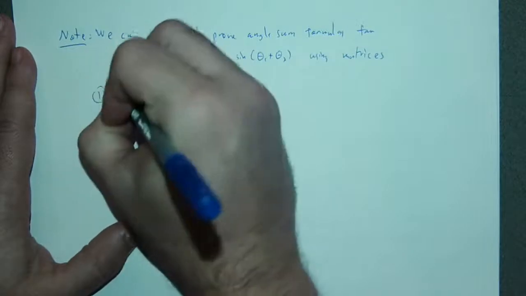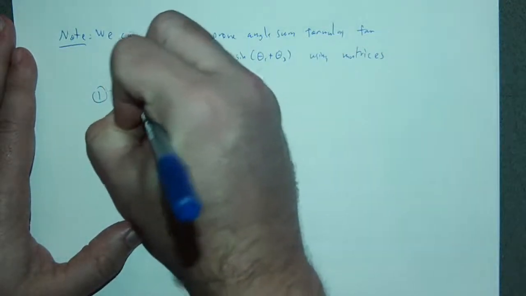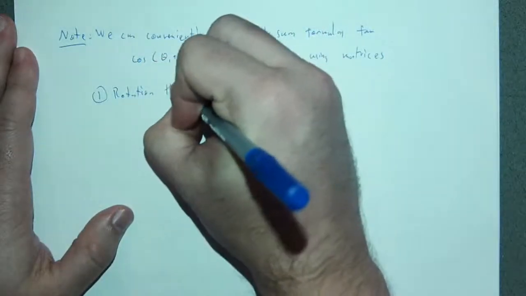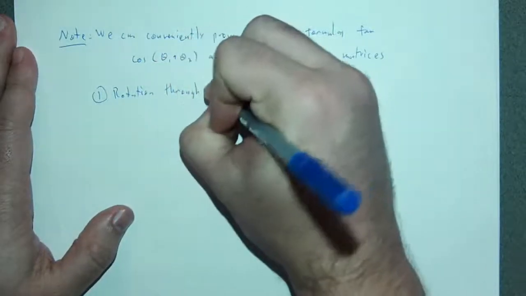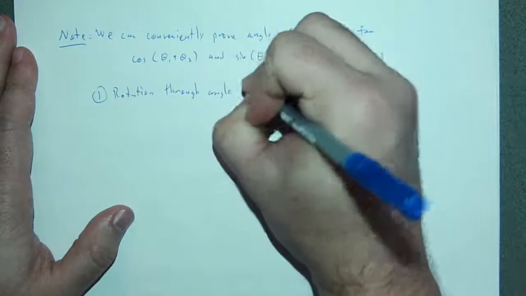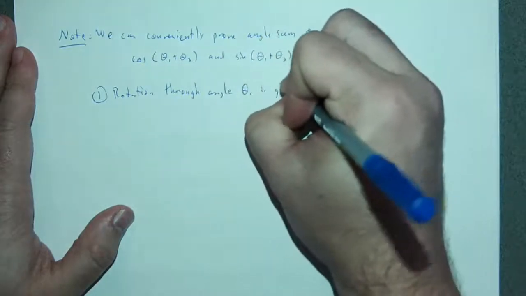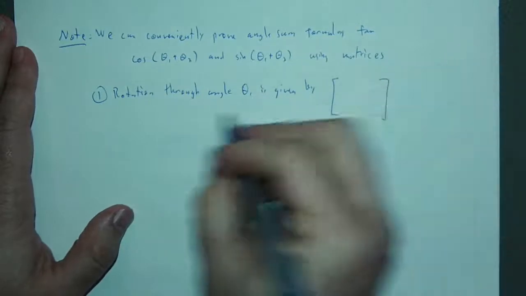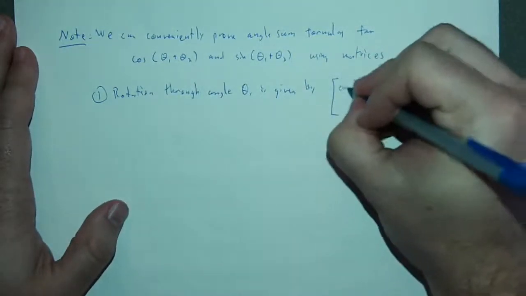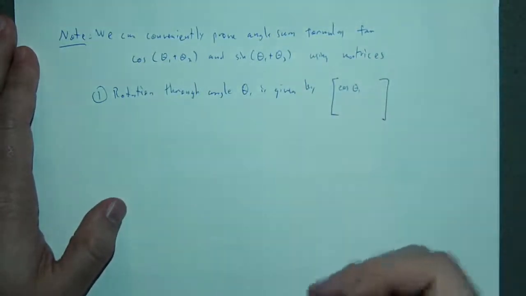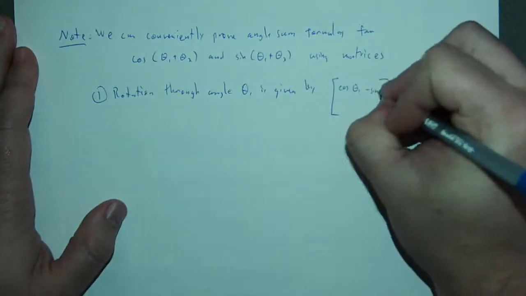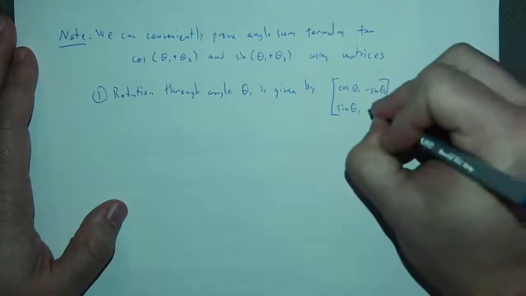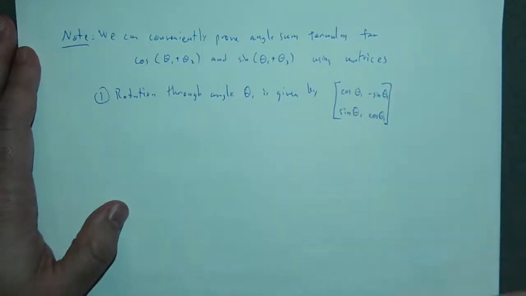First step, rotation through angle theta sub 1 is given by the matrix cosine of theta sub 1, minus sine theta sub 1, sine theta sub 1, cosine theta sub 1.